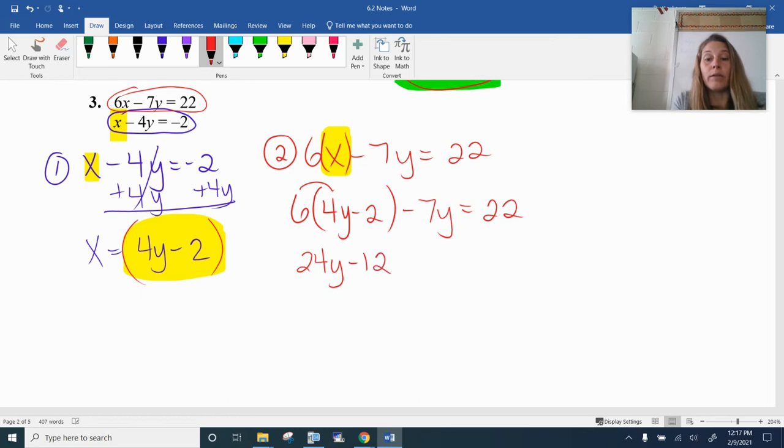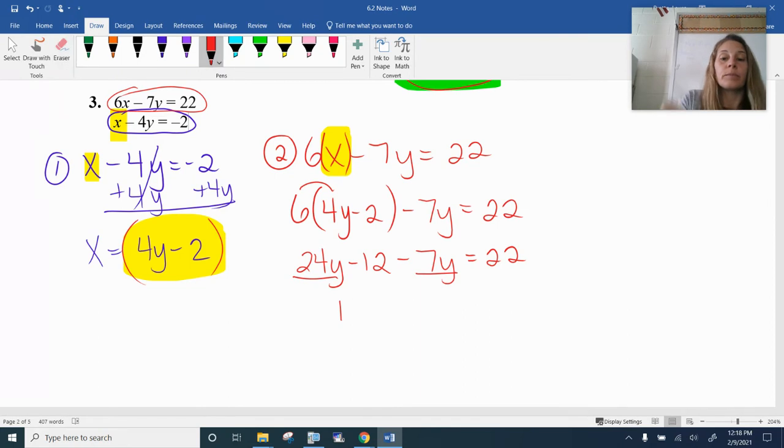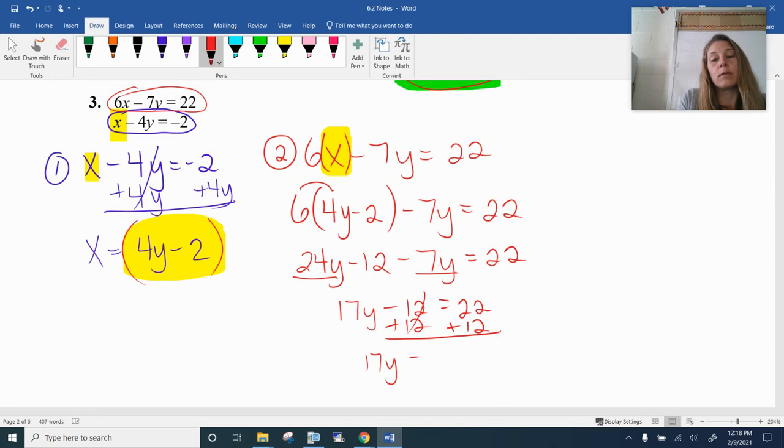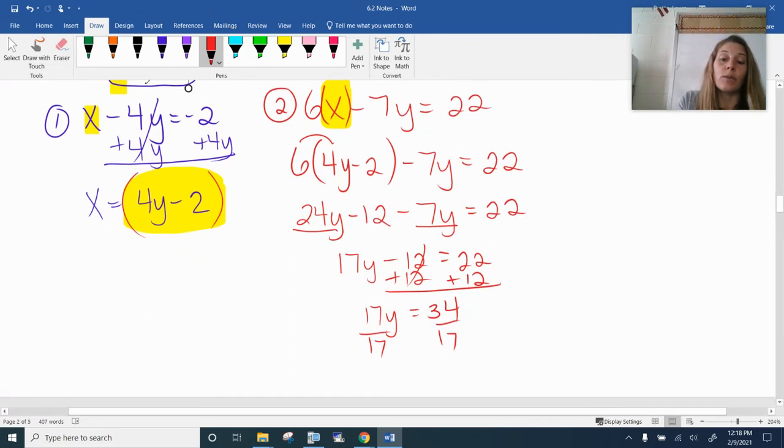24y minus 12 minus 7y equals 22. Combine your like terms. 24 minus 7 is 17. Whoops. Minus 12 equals 22. Getting that y by itself, so we're going to add the 12 to the other side. And then finally, we're going to divide both sides by that 17. And that's going to give us y equals 2.